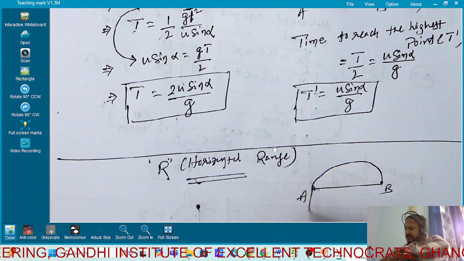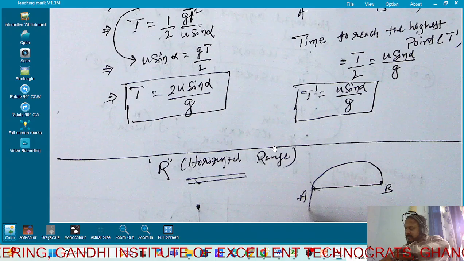So R is equal to U cos alpha into, what is the formula for T? Just now you have seen, 2U sine alpha by G. So we get 2U square sine alpha cos alpha by G. Clear?